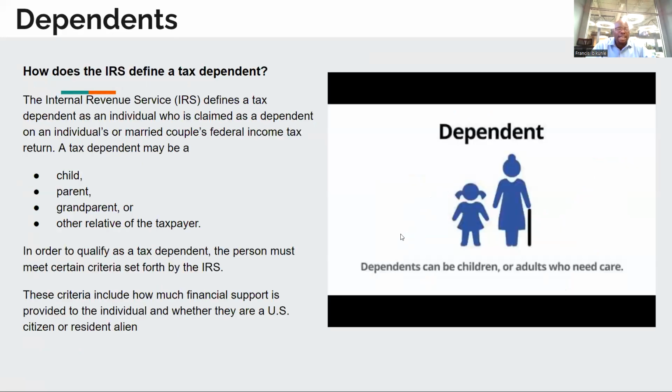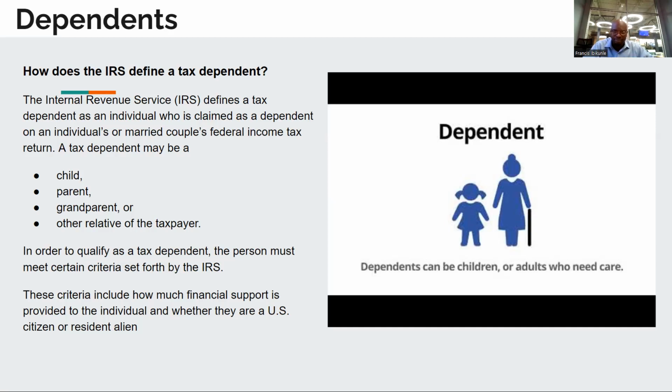So now, dependents. Who is a dependent? How does the IRS define dependents? That is a concept we need to understand. The Internal Revenue defines a tax dependent as an individual. A corporation cannot be a dependent. It's someone who is claimed as a dependent on an individual's or married couple's federal income tax return. A tax dependent may be a child, parent, grandparent, or other relative of the taxpayer. In order to qualify as a tax dependent, the person must meet certain criteria set forth by the IRS.